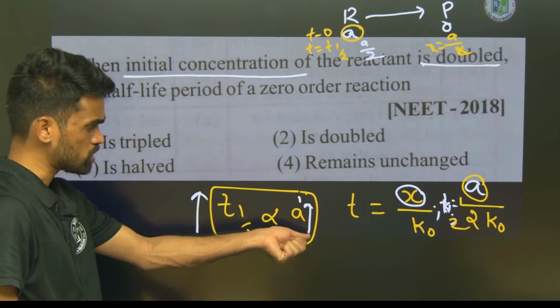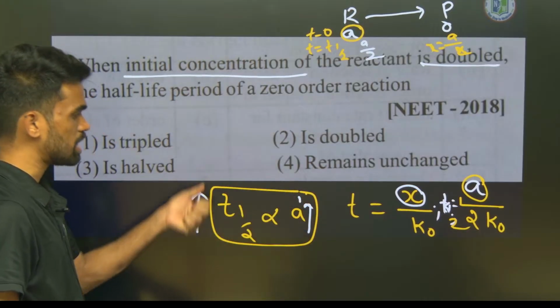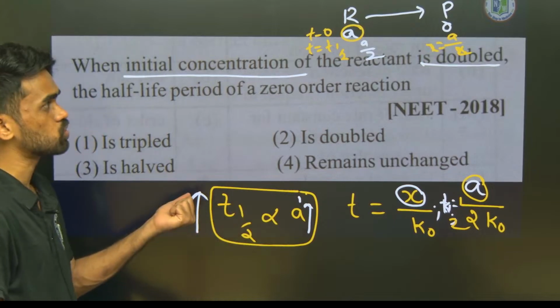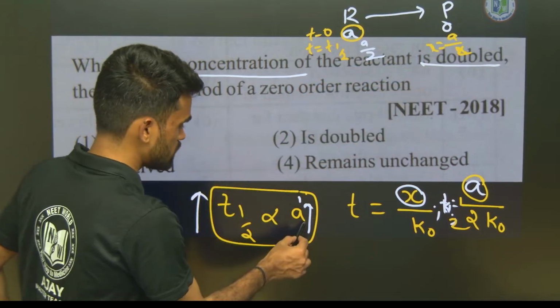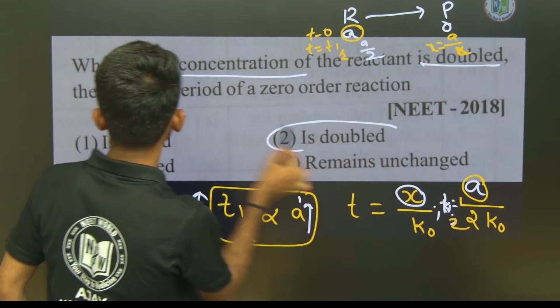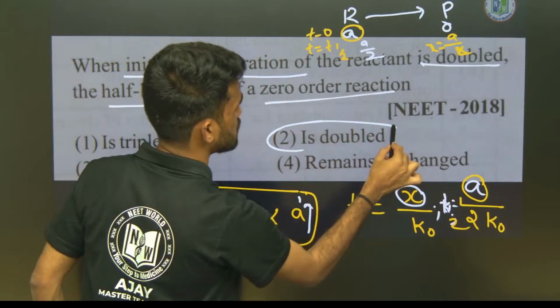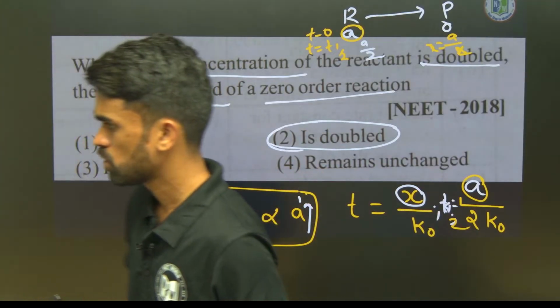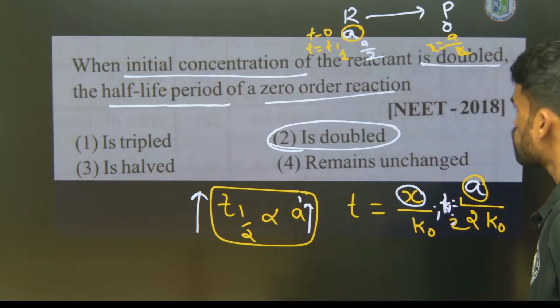Directly proportional means if one increases one time, the other also increases one time. If it increases 2 times, this also increases 2 times. Doubled means if this is doubled, this is also doubled. So the half-life period of a zero order reaction is also doubled. So you can take option number 2 as your answer. Hope it is clear, right? Let us move forward with one more question.